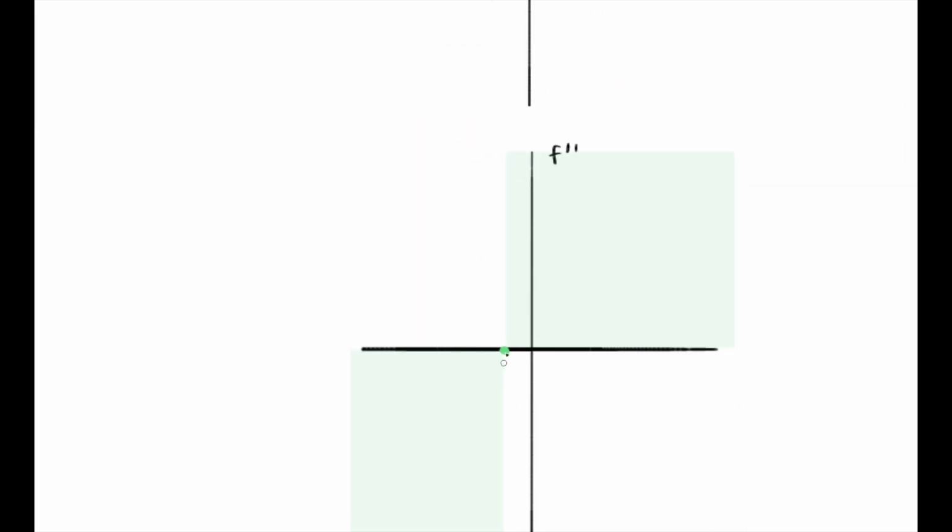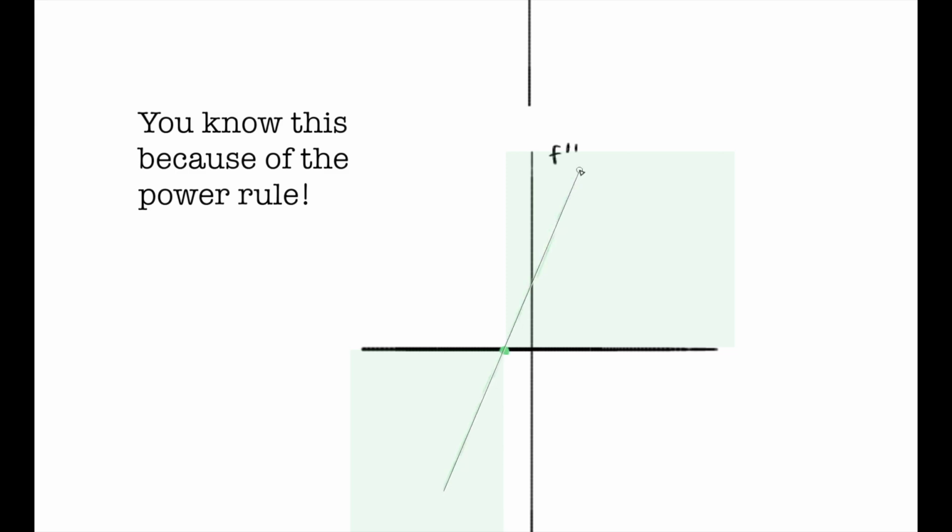Because f prime is a quadratic function, f double prime will be a linear function.